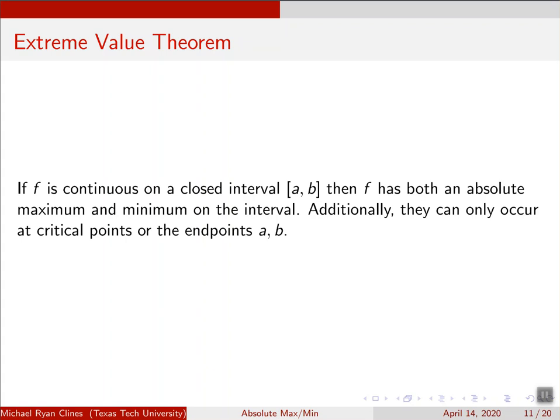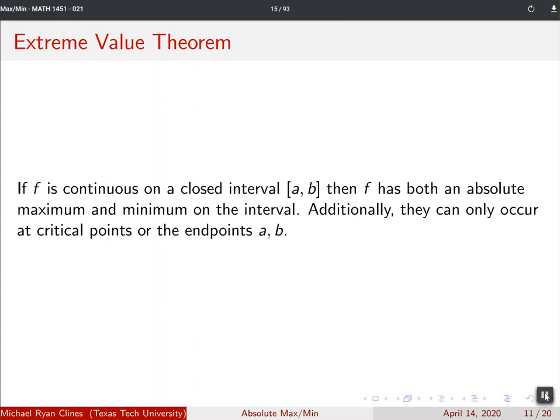If a function f is continuous, told you that was important, on a closed interval a to b, then the function f has an absolute maximum and an absolute minimum on the interval. Additionally, they can only occur at critical points or at the endpoints a and b. All right, let's break down what this means.